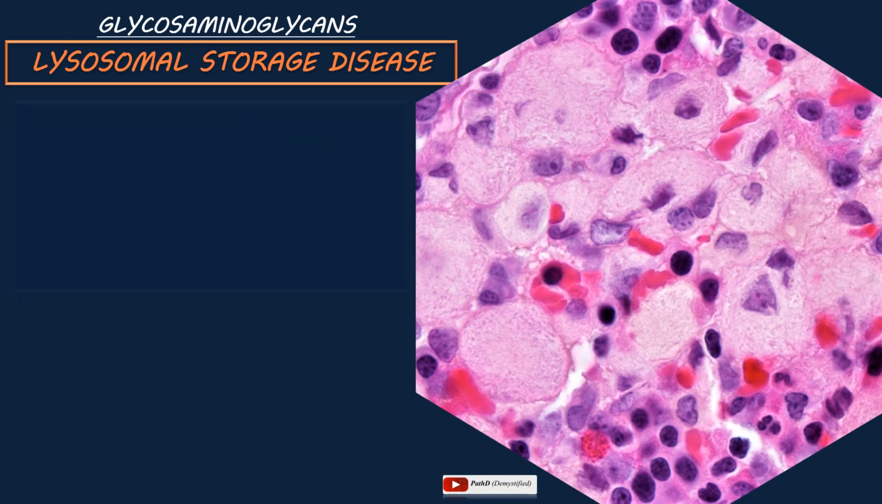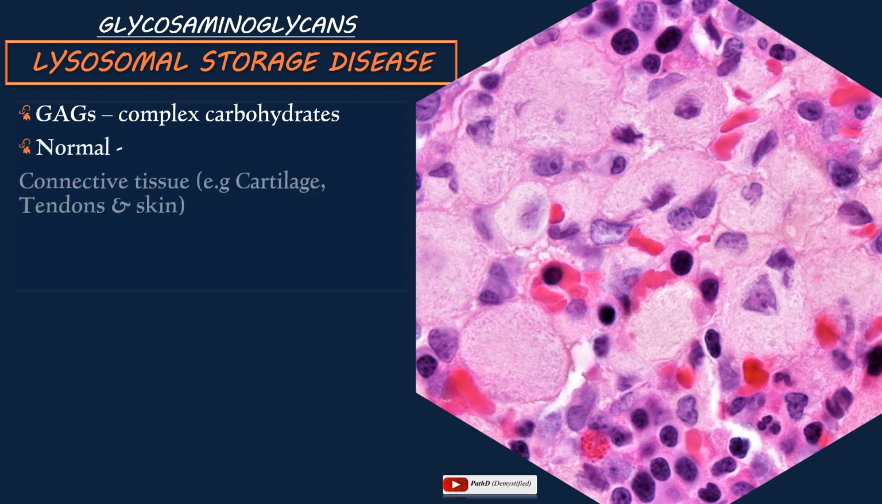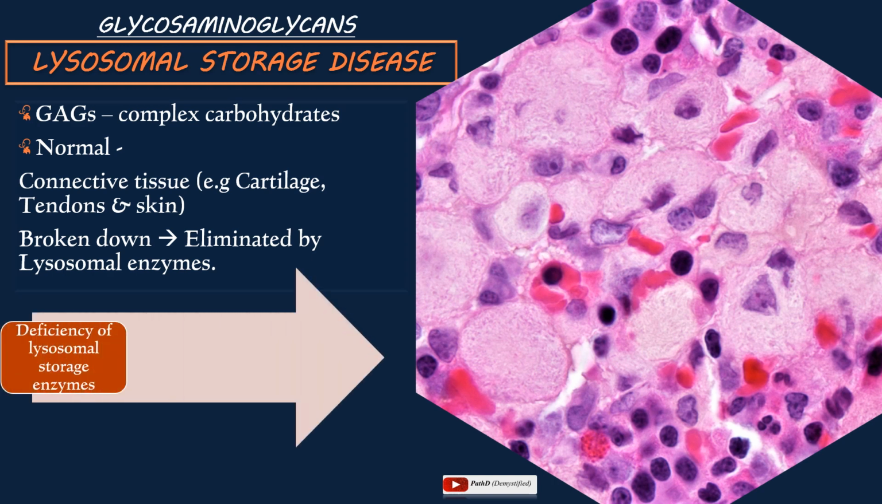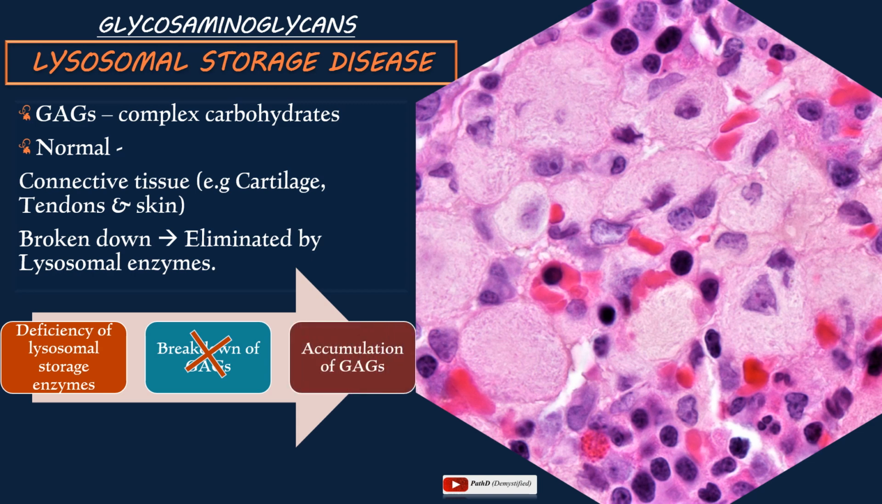So now, lastly, we see accumulation of glycosaminoglycans. Now, what are glycosaminoglycans? Glycosaminoglycans, that is GAGs, are complex carbohydrates which are a normal constituent of connective tissues such as skin, tendon, and cartilage. These complex carbohydrates are normally broken down and eliminated by lysosomal enzymes. Now imagine a scenario where there is deficiency of these lysosomal enzymes. When these lysosomal enzymes are not there, breakdown of these complex carbohydrates is not happening. If you recall, this is the third mechanism of accumulation of intracellular substances which we studied in our previous lecture. So when these are not broken down, they tend to accumulate.